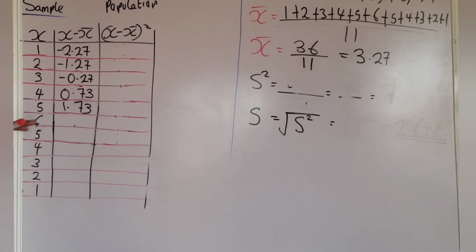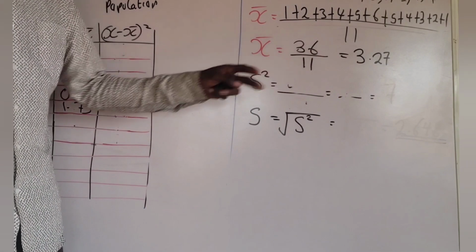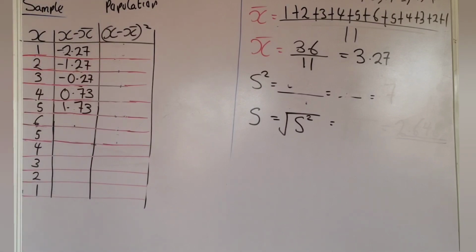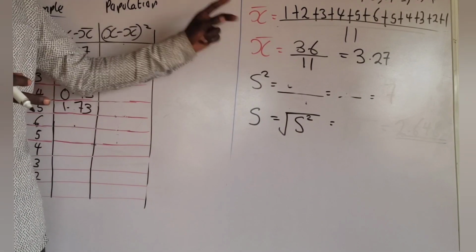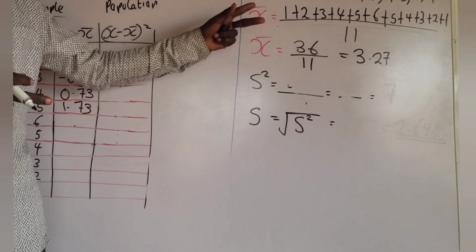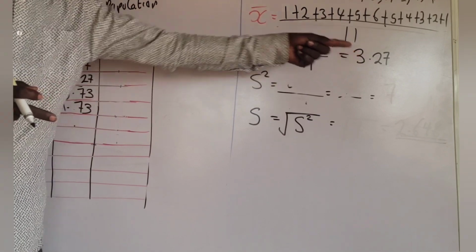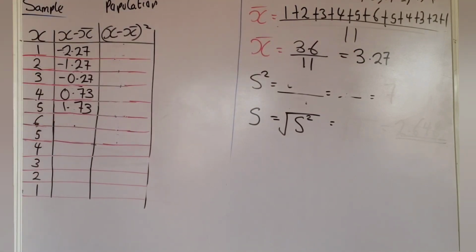1.73. 6 minus 3.27. Don't forget that 3.27 is the mean, so that you won't be confused about where I'm getting 3.27. That is the calculated mean that we did when we started the solution. Okay, so the mean is 3.27. What I'm doing now is the deviation. Deviation is X minus X bar. Do you understand? So 5 minus 3.27 will give me 1.73.